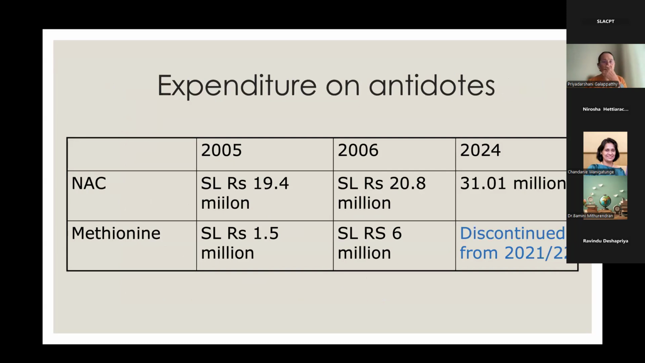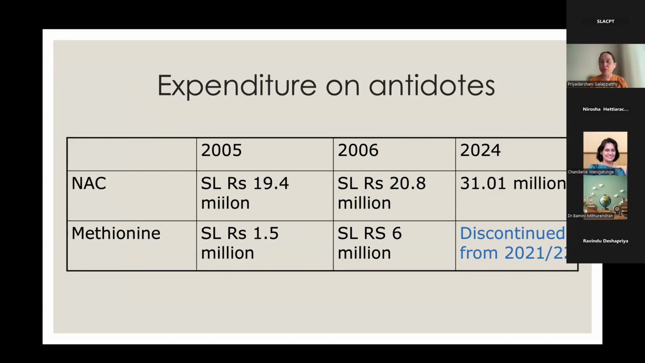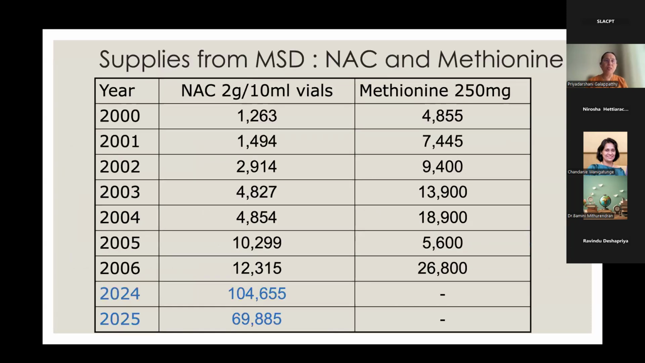Of course, we are using NAC for many other things, so this is not only for paracetamol overdose. And methionine has actually been discontinued since 2021, 2022, so it's not available in the hospital. So I don't think we need to consider that in treatment. So these are the supplies from MSD.